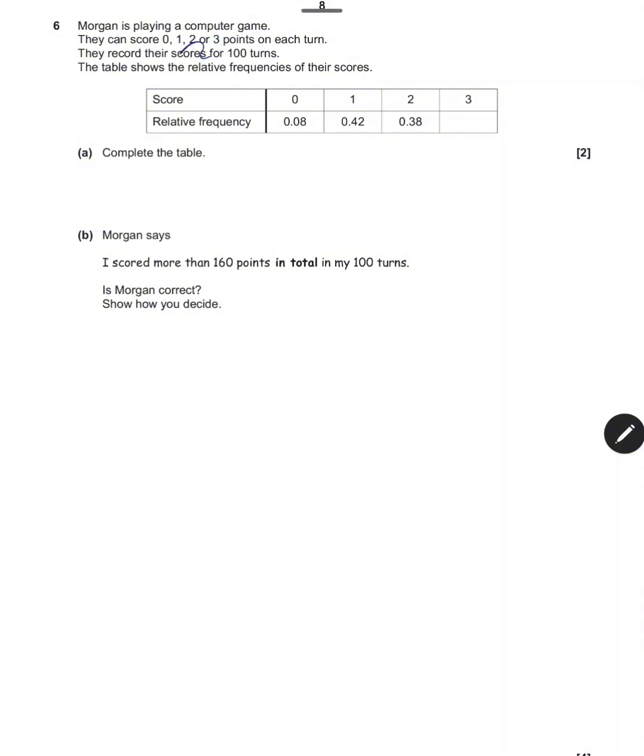Question 6, we've got some information about scoring points, and someone plays this game 100 times, and what we've got is the relative frequencies of their scores. So the first thing we need to know is all these relative frequencies always add up to 1. So I'm just going to see what I've got to start with. I've got 0.08 added to 0.42 added to 0.38, and what that comes to, that's 18. 3, 4, that's 8, and we've got 0.88. So this box here is going to be 1, take away 0.88, and that is 0.12.